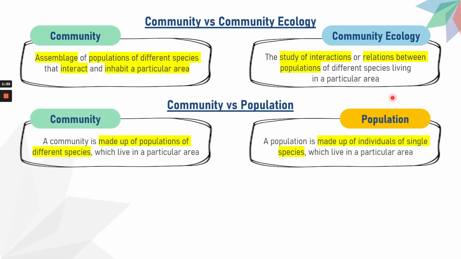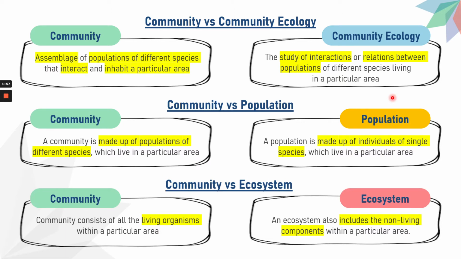Next, can you differentiate between community and population? Community is made up of populations of different species which live in a particular area, while population, I'm sure you already know, is made up of individuals of a single species which live in a particular area. Next, can you differentiate between the community and ecosystem? Community consists of all the living organisms within a particular area, while the ecosystem also includes the non-living components within a particular area. I'm sure you already understand and can differentiate between the biotic and abiotic factors which you have learned in Chapter 1.